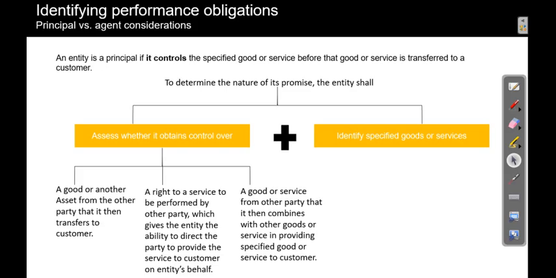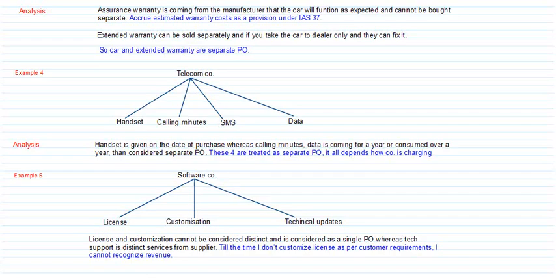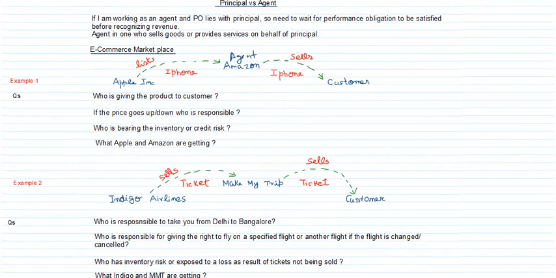To put it in simple words, an agent is a person who sells goods on behalf of the principal. Now in today's e-commerce market space, for example, Apple lists its iPhone on Amazon, and Amazon then sells the iPhone to the customer. Now I have some questions here for you. Who is giving the product to the customer? It is Amazon.